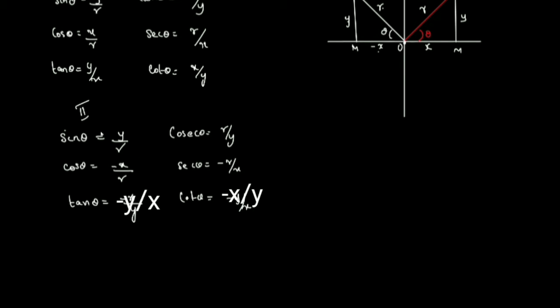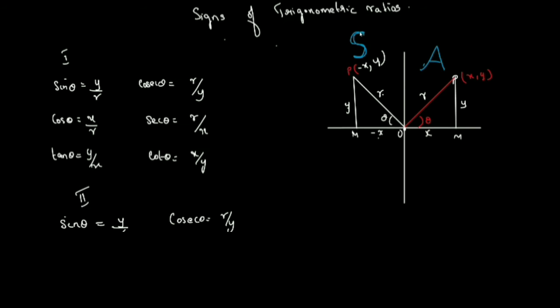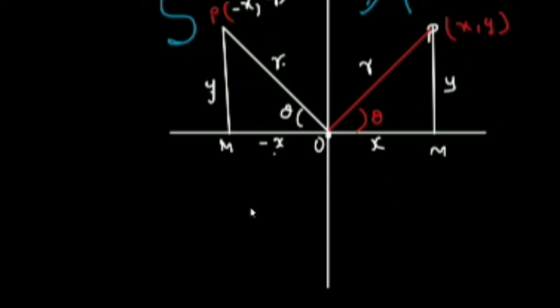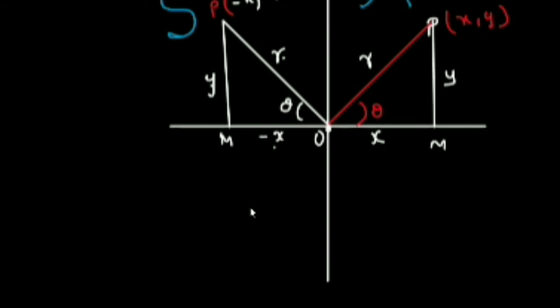Which ratio is positive here? Are all ratios positive? Just check. Which ratio is positive? Sine. Sine is positive. When I say sine, its reciprocal also. So in the first quadrant, what is positive? All the ratios are positive. In the second quadrant, which is positive? Only sine, and its reciprocal also. Whenever we say sine, the same property is applicable for cosecant also.